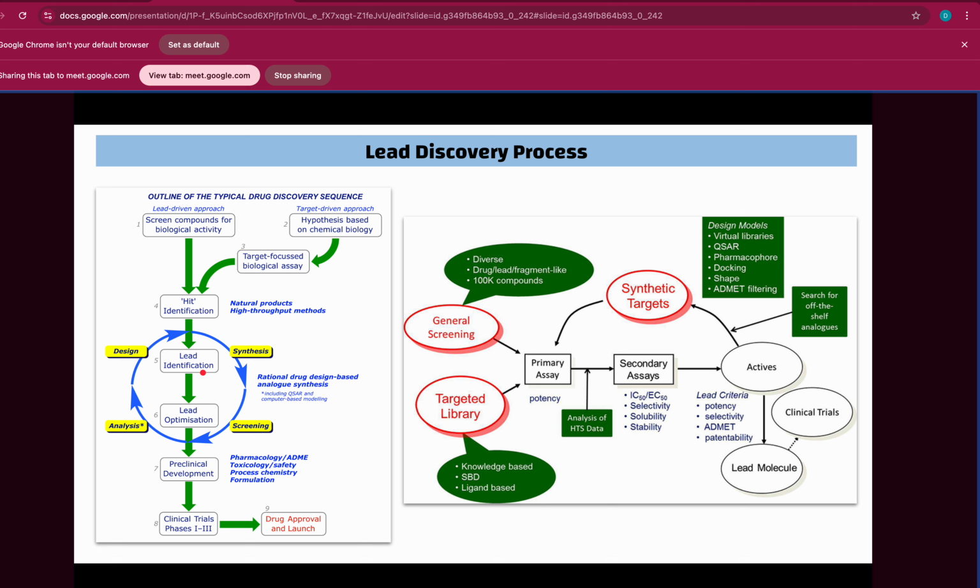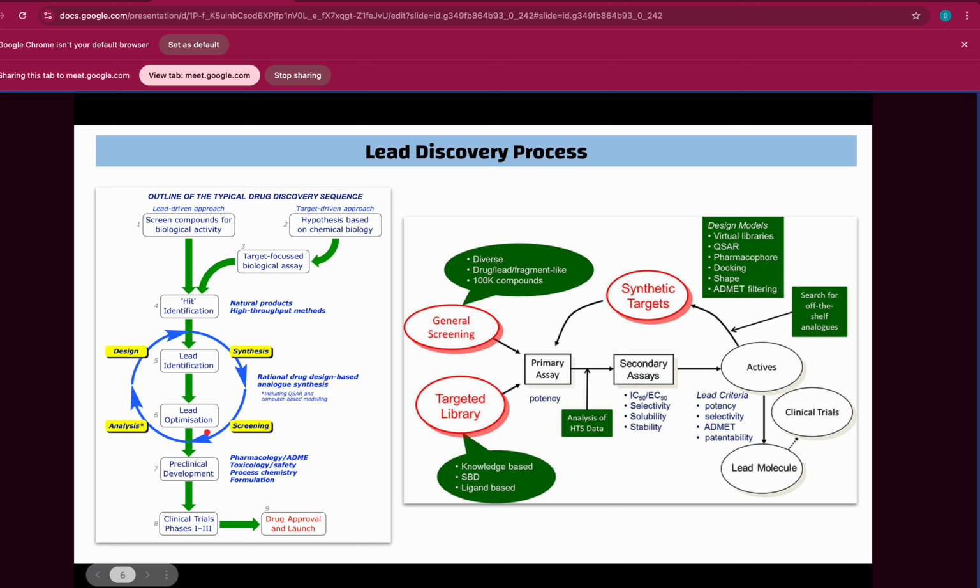Now as soon as we have the lead, we try to optimize it further. We try to make certain small changes by adding hydroxyl groups or other groups to make it more active or better. We'll screen it. This process is a cyclic process, in which we keep on refining and optimizing it until we get saturated with all such changes. So this takes us to the lead optimization step.